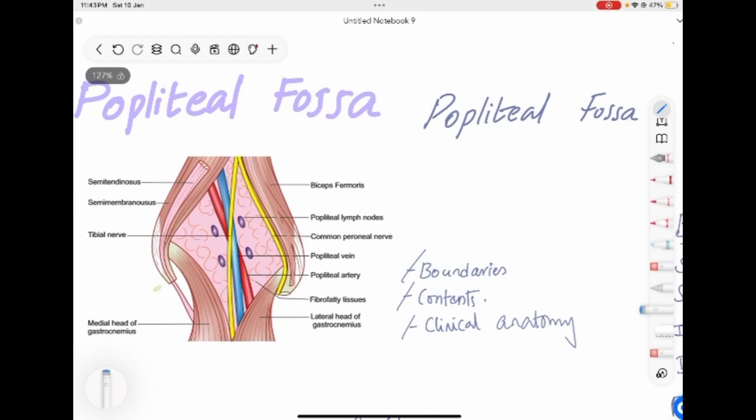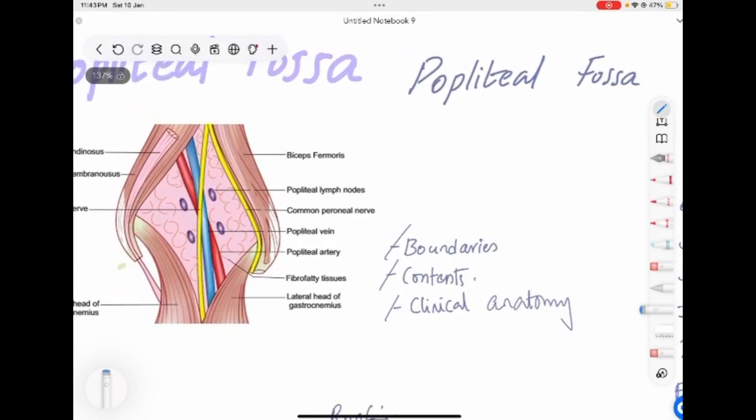The popliteal fossa is rhomboid shaped, or diamond shaped, as you can see in this diagram. This is the popliteal fossa. In this video, we are going to cover its boundaries, its contents, and its clinical anatomy.